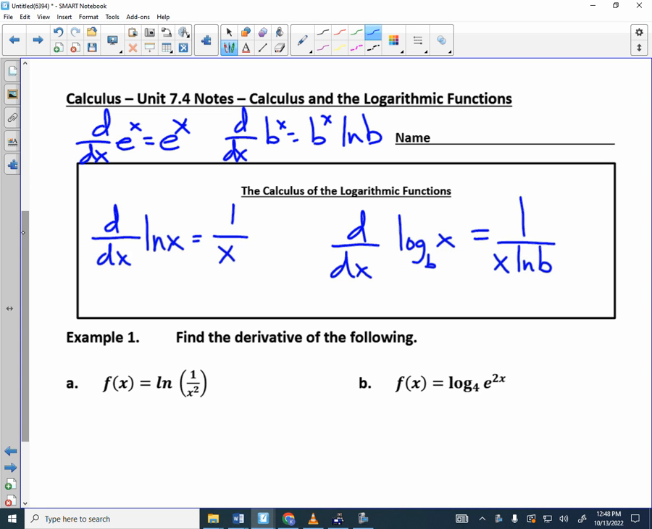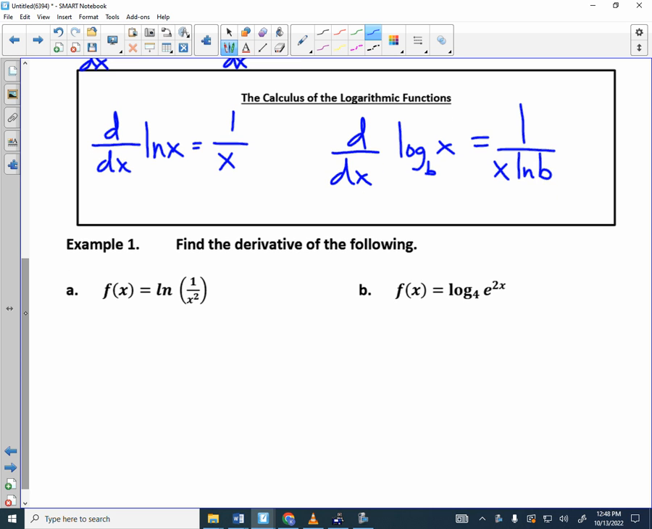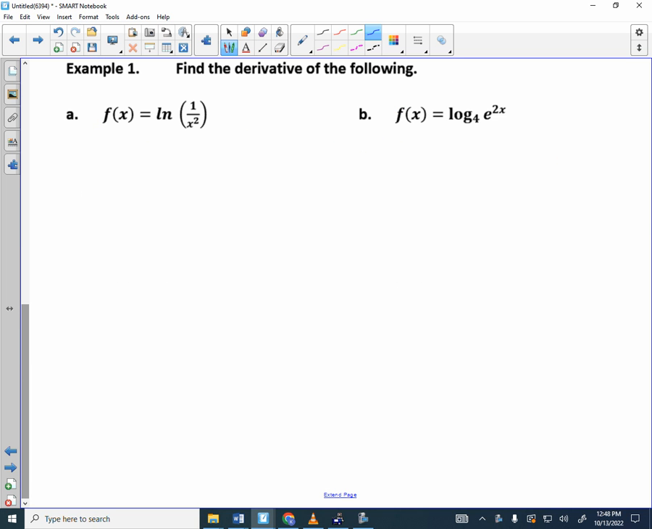Question? So the only log bases you're going to put is 10 for step 4? No, the log bases you'd be dealing with are e on the test. So all natural logs are the base of e? Yes. Okay, so let's find the derivative of the natural log of 1 over x squared.